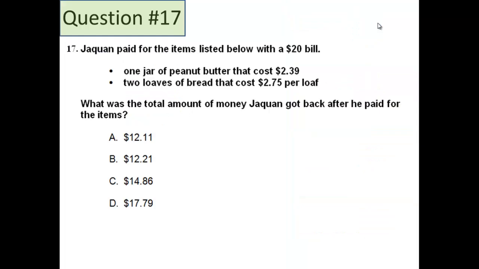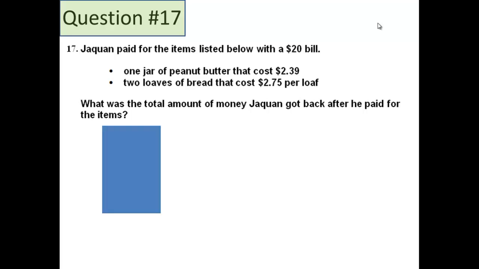Let's move on. Question number 17. Jaquan paid for the items listed below with a $20 bill. 1 jar of peanut butter that cost $2.39, 2 loaves of bread that cost $2.75 per loaf. What was the total amount of money Jaquan got back after he paid for the items? I don't need my answer choices. I'm actually going to solve this just using my brain.